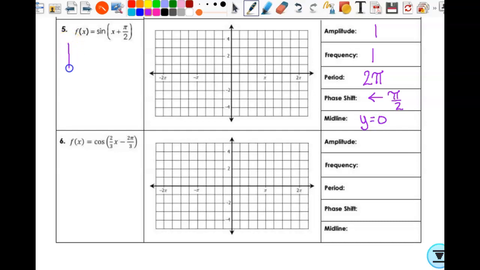Okay, so just like on the other ones, this is sine, so I'm going to draw my little parent function here, and then I'm going to put in my midline.